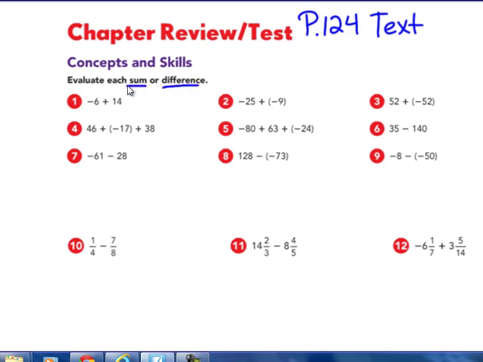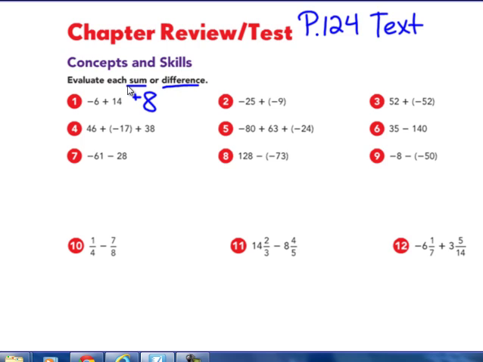So we have to know our integer rules here, as you can see in number 1. -6 plus 14. Different sign, subtract. So 14 take away 6 is 8. Take the sign of the larger absolute value number. So yes, it is positive 8. You don't have to use the positive sign. It doesn't have to be there.